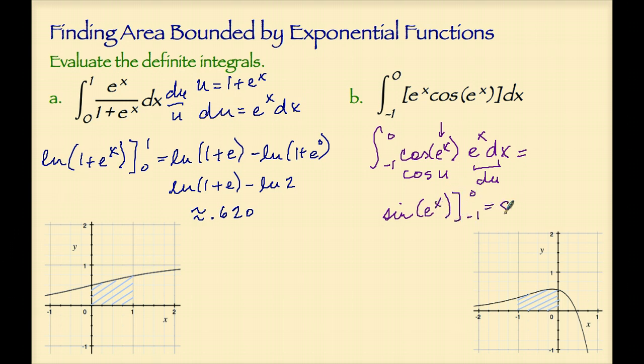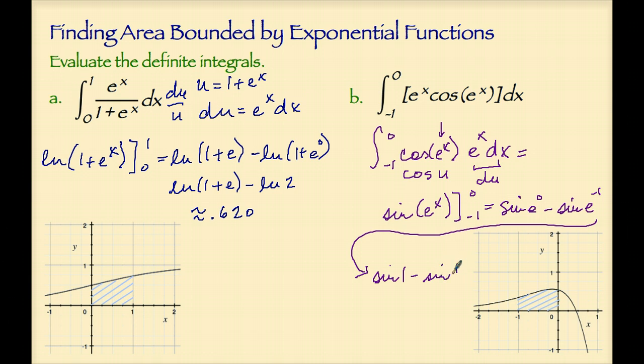That results in sine of e to the 0 minus sine of e to the negative 1. Continuing to simplify, this means I have sine of 1 minus sine of 1 over e, and that is approximately equal to 0.482.